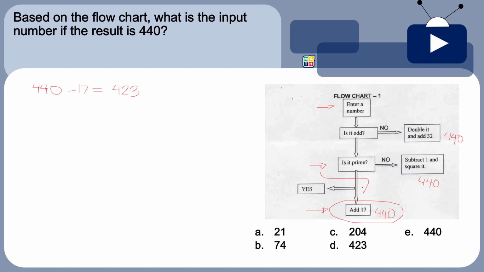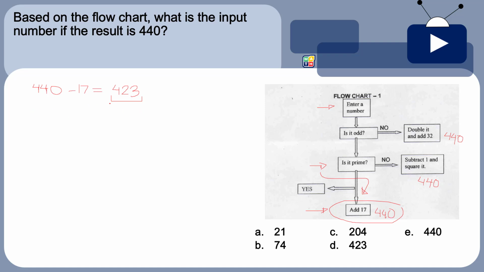The next thing you need to check is whether 423 is a prime, so that you were able to add 17 to get 440. If it's not a prime, then this process is not possible. Hence, we remove this. Is 423 a prime? Because we are working backwards, this could only be true if it's prime.